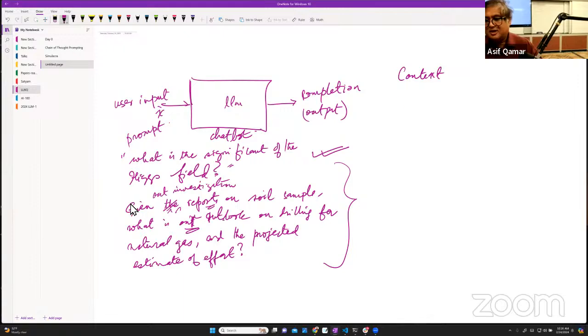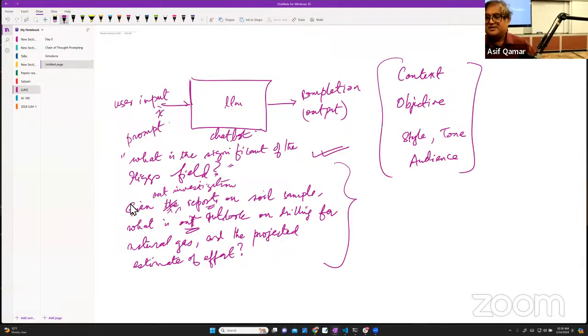Do you remember? The objective. Style, tone, audience. Let's go back to that simple framework that we adopted. What is missing? Context is missing. Objective seems to be somewhat present. Style, tone, and audience are still missing.